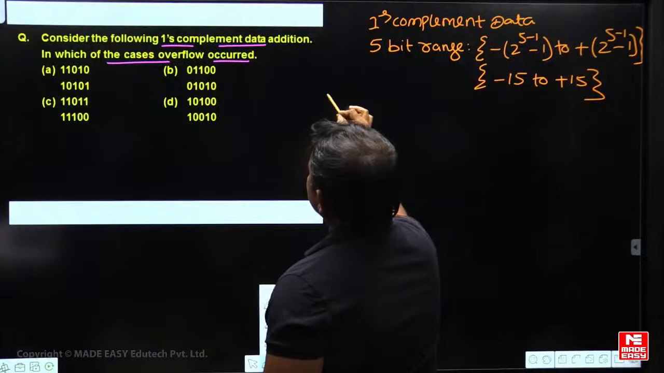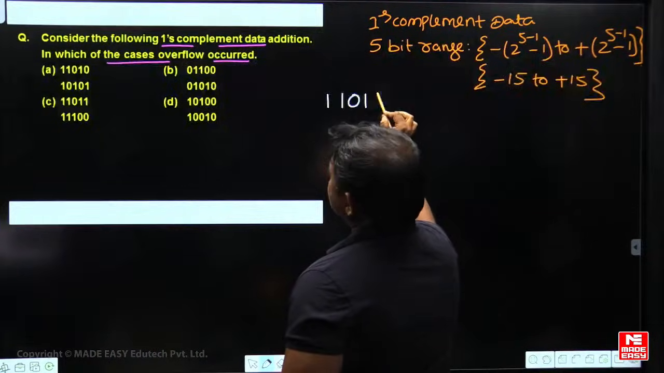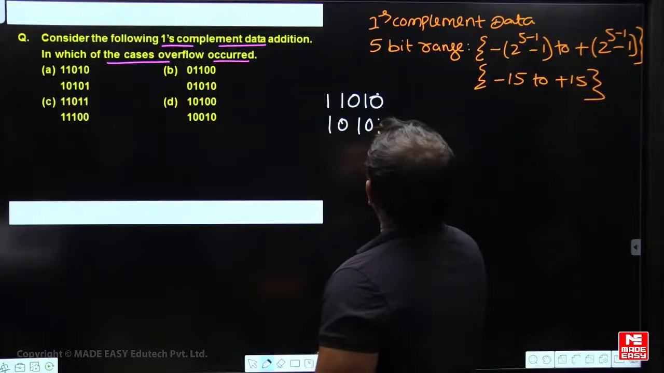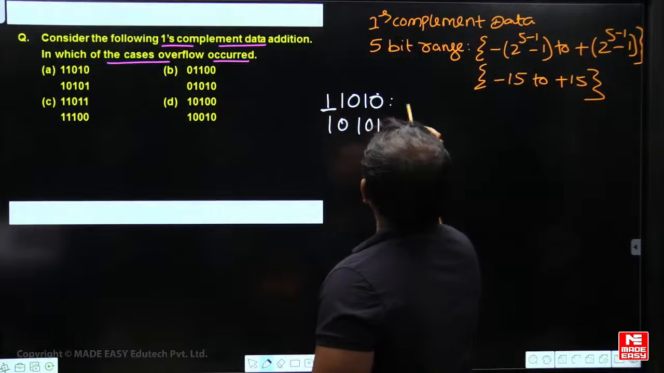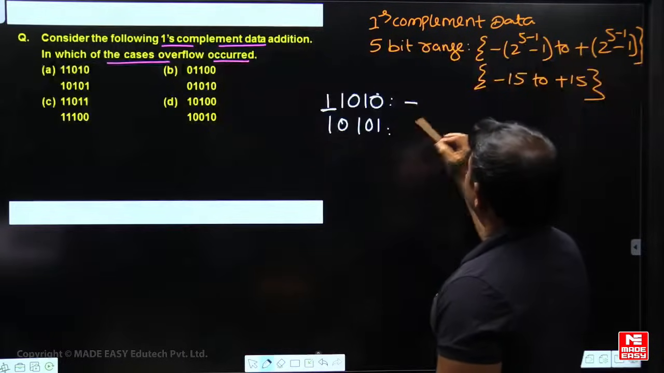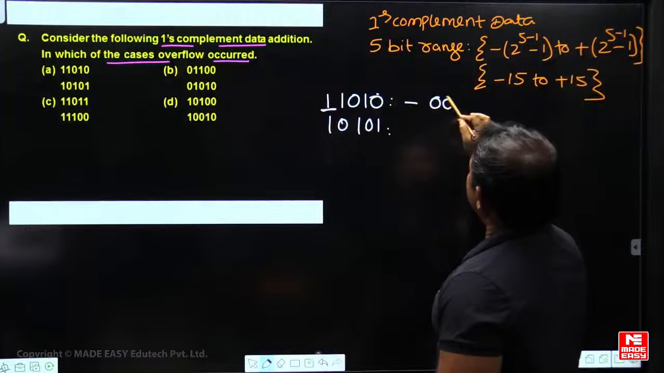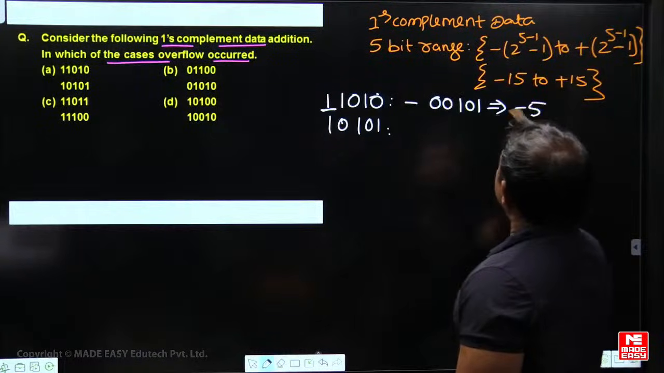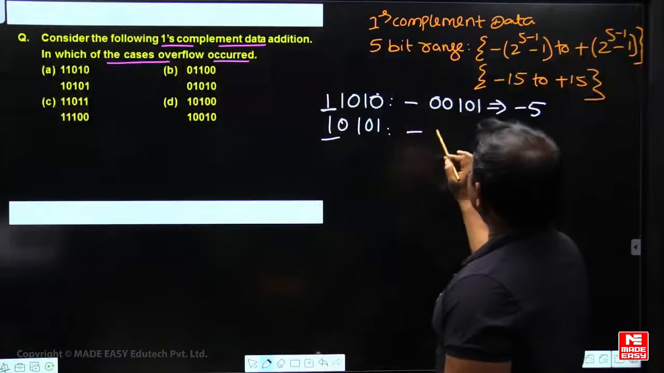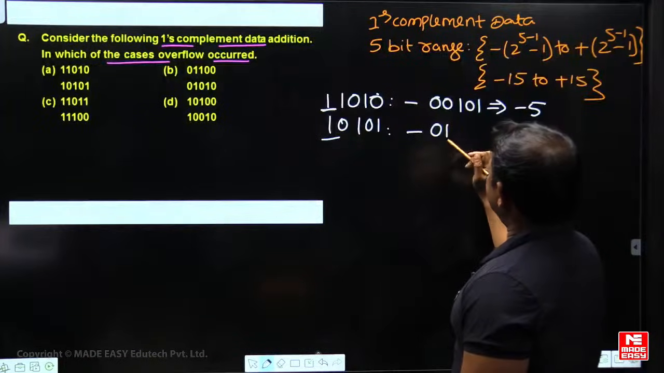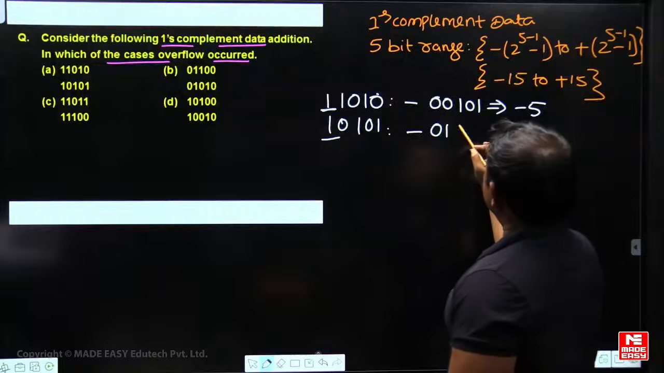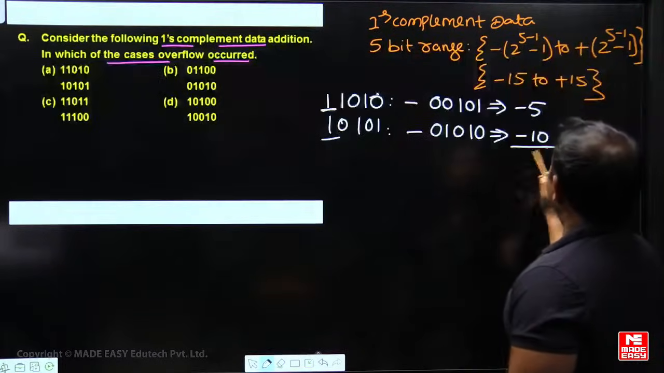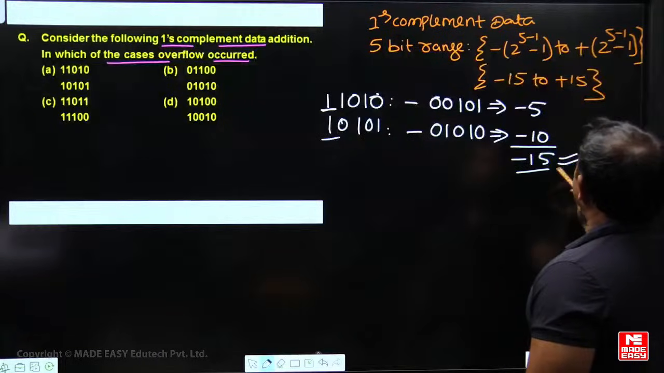Now you please verify. A, what is given? 1 1 0 1 1 and 1 0 1 0 1. The MSB bit is 1, so it is negative. Then take the one's complement: 0 0 1 0 1 is equal to minus 5. The sign is negative again. Then take the complement: 0 1 0 1 0. This is equal to minus 10. So the addition is minus 15. Minus 15 is in the range.